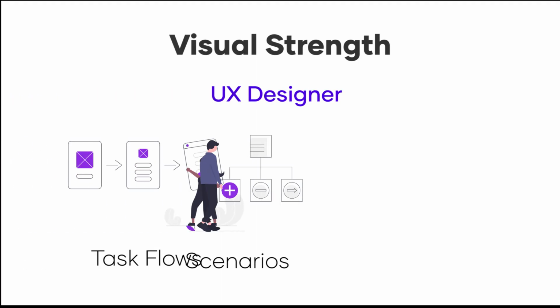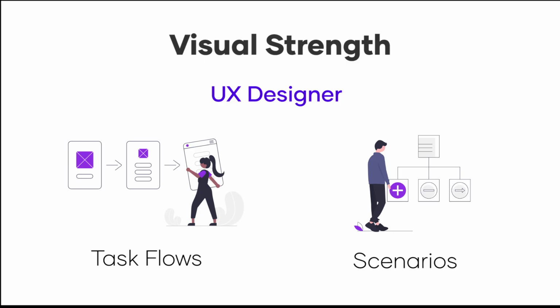Secondly, the visual strength. UX designers mainly focus on task flows and scenarios. They prioritize the flows of the app, whether in micro or macro interactions. They also think about several scenarios that might exist or already exist with the app, whether they are suitable or not for the needs. A UX designer thinks about how the experience makes the user feel and how easy it is for the user to accomplish their desired tasks. For example, how easy is the checkout process when shopping online?